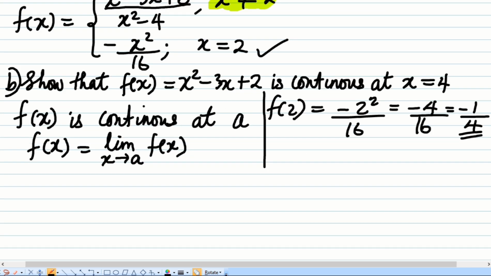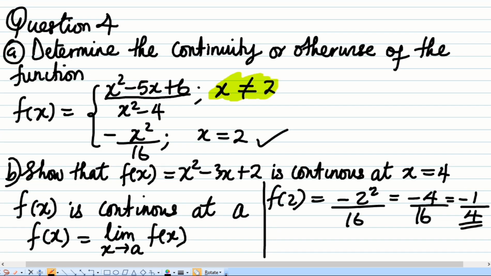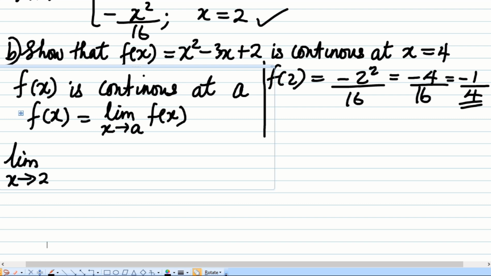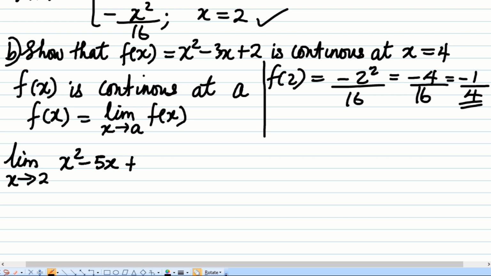Now, let's test the limits. So we'll keep that one side. Let's now test the limit as x approaches 2 of the function. That's the upper part. Now I'm going to take this one, which is x squared minus 5x plus 6 divided by x squared minus 4. Now if you do direct substitution, notice that this will be 2 squared, which will be 4, and 4 minus 4 is 0. So we cannot do direct substitution here.